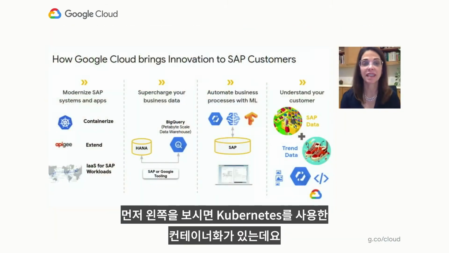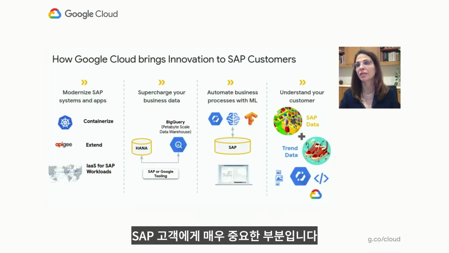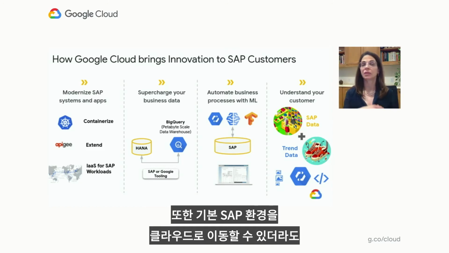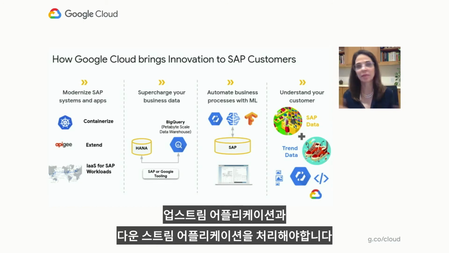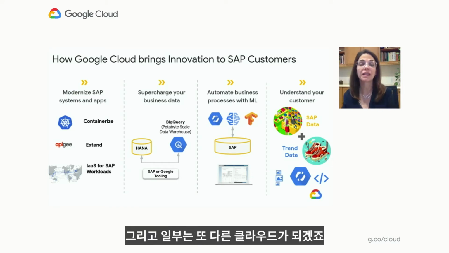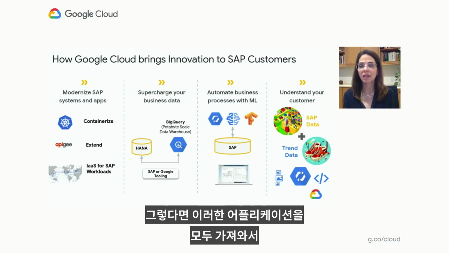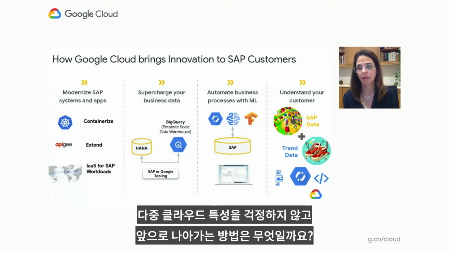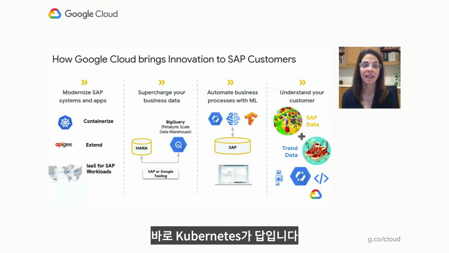First, on the left here is actually containerization with Kubernetes, something so important for SAP customers, where, like it or not, for the foreseeable future, this is multi-cloud and hybrid cloud. And even if you're able to move your primary SAP environment to the cloud, you still have to deal with upstream, downstream applications. Some will be still on-prem for a while, some will be hybrid, some will be in other clouds. So how do you take all of these applications and elegantly containerize them and move ahead without fear of the hybrid nature, the multi-cloud nature of the world we're in? And the answer for that is Kubernetes.